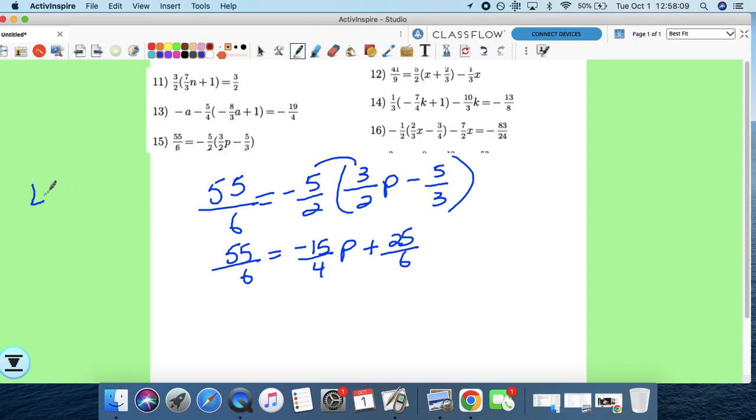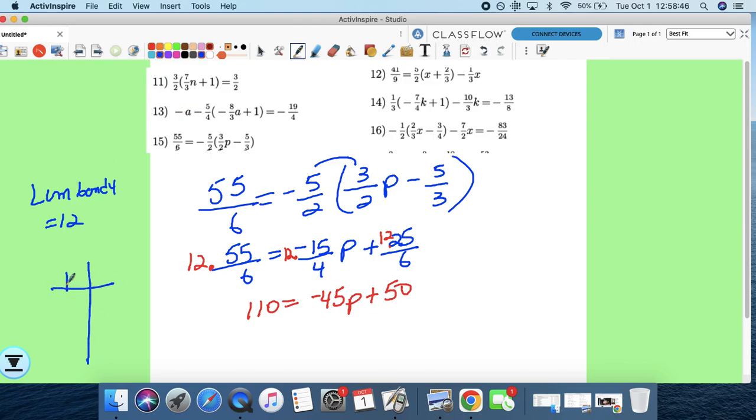So now I have to find the LCM of 6 and 4, right? Only two different numbers. The LCM of 6 and 4 equals 12. Now I get to multiply this by 12, multiply this by 12, and multiply that by 12. 12 times 55/6 is just going to be 110. 12 times negative 15/4 is going to be negative 45p. And then 12 divided by 6 is 2, and 2 times 25 is 50. And that's what I'm going to work with.